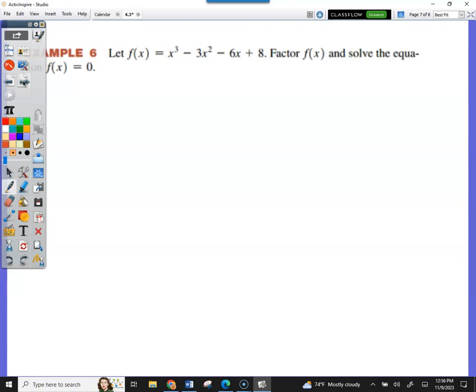So go to your calculator. You could just type it in the y equals and go to the table and find a number that yields a 0 in the y column. But if you don't want to do that, then you can just pick a number. I might pick 1. Pick the number 1. Plug it in. Yes, 1 works.